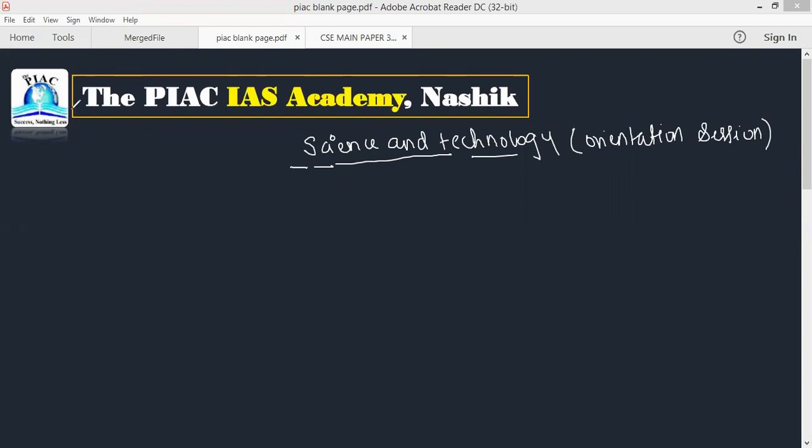First of all, science and technology comes under what, in prelims, is just called general science. In the GS paper in prelims, it is called general science. And here in general science, it is divided into three parts in prelims. Which are those? Here it is biology.